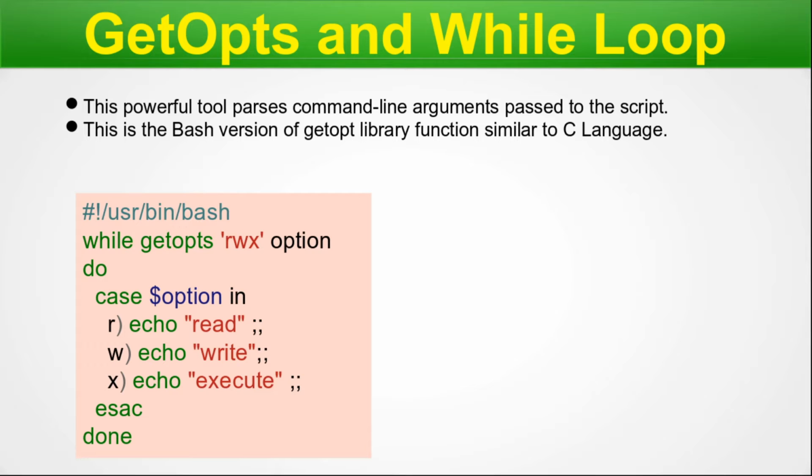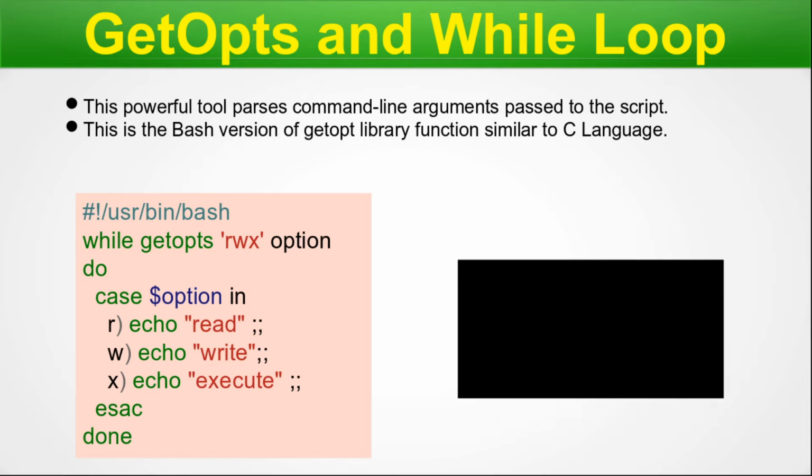to define a set of command line arguments which will be specifically used for a particular purpose, each of them. So let's see what happens when we execute this particular script.